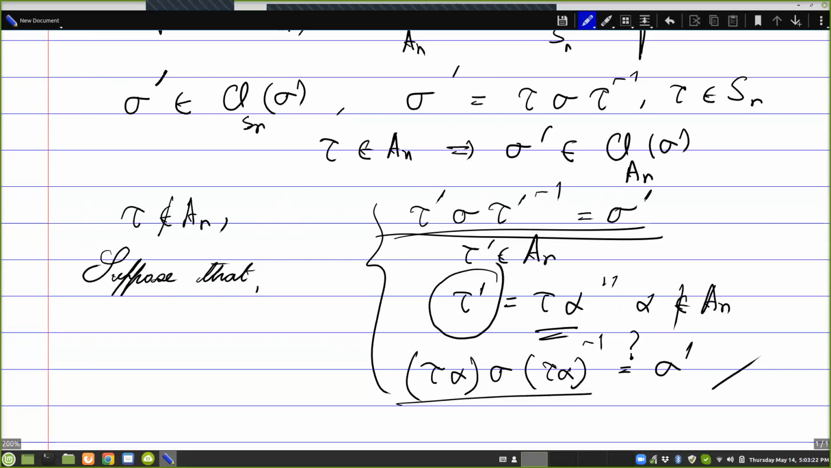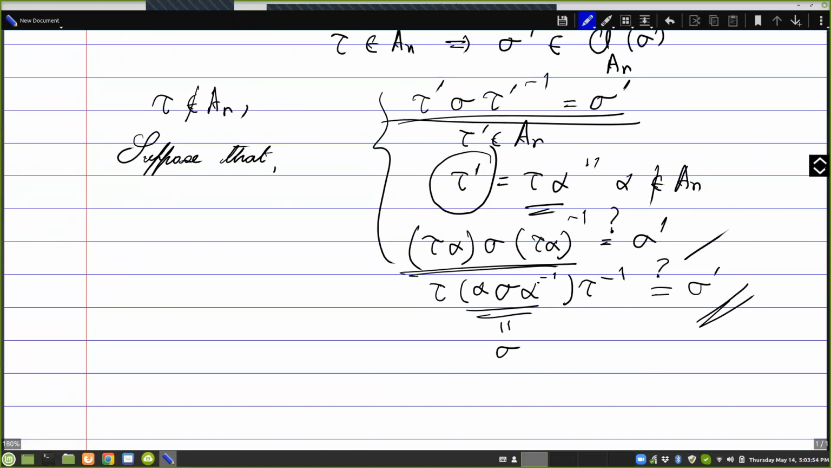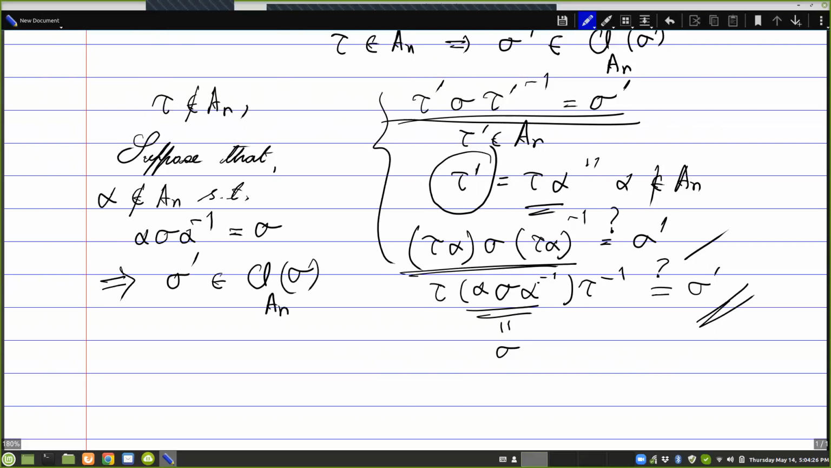So if this happens, now just see from the left hand side. The left hand side is nothing but alpha sigma alpha inverse tau, tau inverse. And this is what we want to be sigma prime. And we will immediately achieve this if we know that this is sigma. So this shows that, suppose we have an odd permutation which commutes with sigma, then certainly sigma prime will belong to the class of sigma in An, right? This is what we have seen.